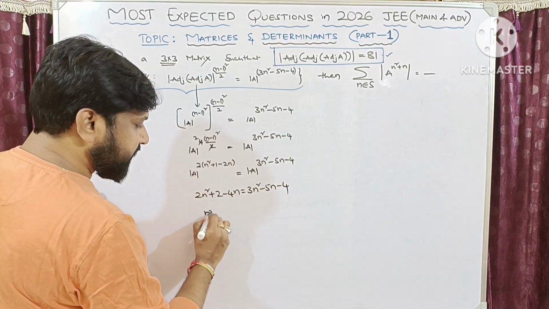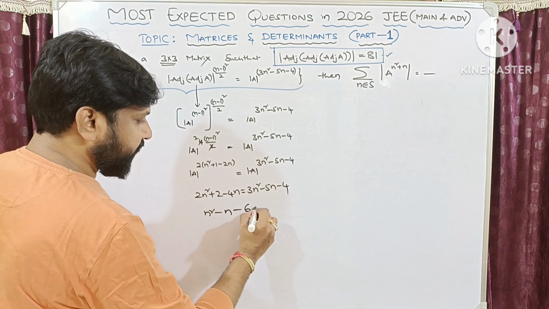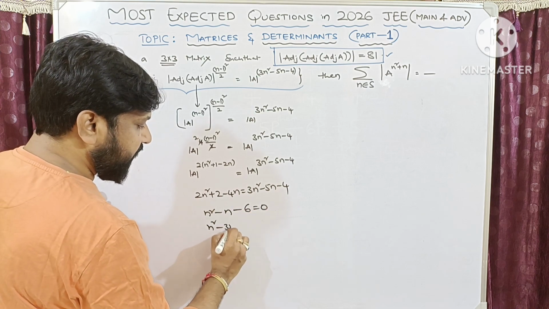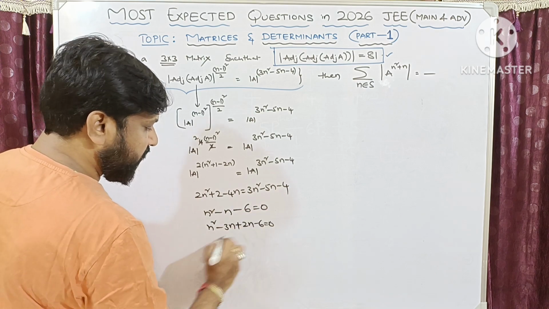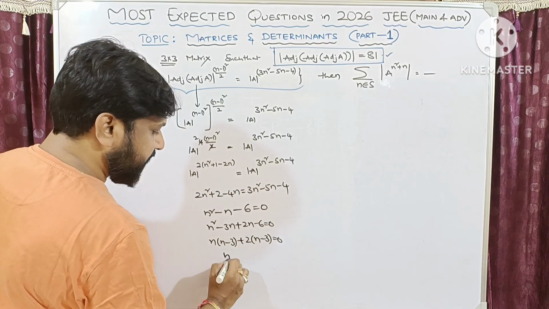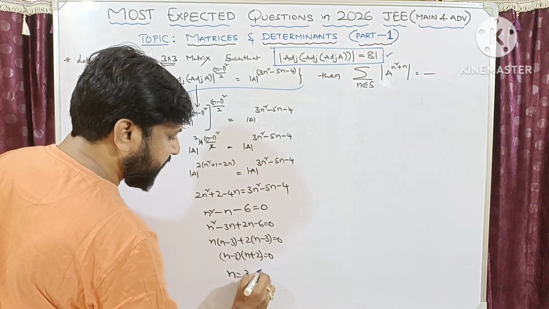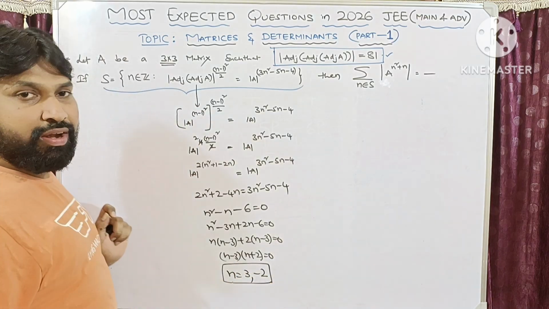Then after simplification, this is n square, then minus n, minus 6, equal to 0. Then n square minus 3n plus 2n minus 6 equal to 0. n into (n minus 3) plus 2 times (n minus 3) equal to 0. Hence, taking (n minus 3) common, (n minus 3)(n plus 2) equal to 0, then the n values will be 3, minus 2. There are 2 values you are getting for n.